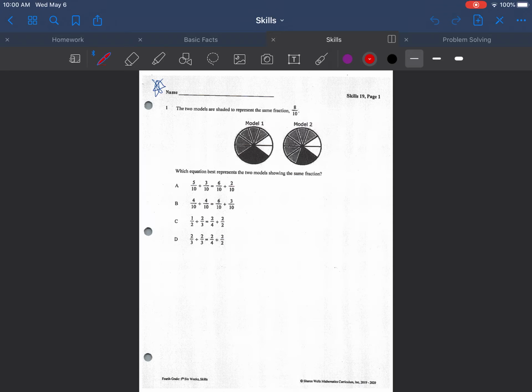So we are starting with Skills 19, page 1. There's 4 pages, but there's actually only 5 problems. So I'm going to be doing the even numbers. Even means 2 and 4. And then you'll be responsible for 1, 3, and 5.